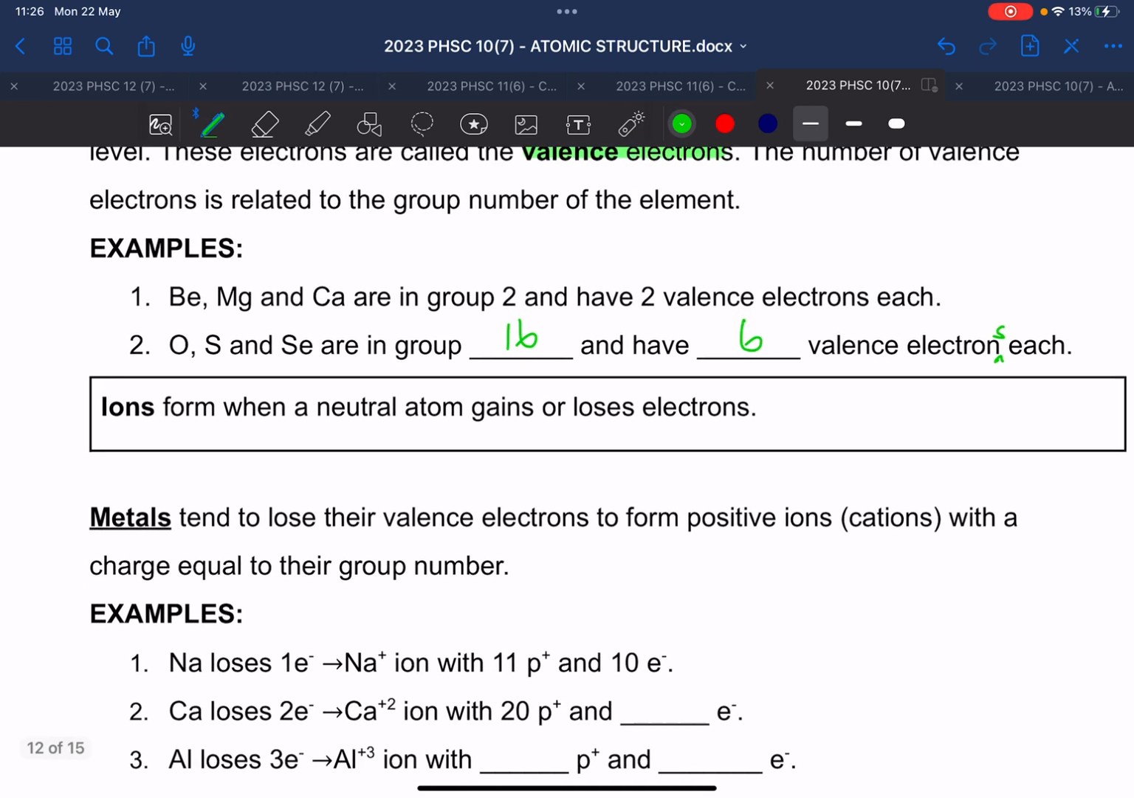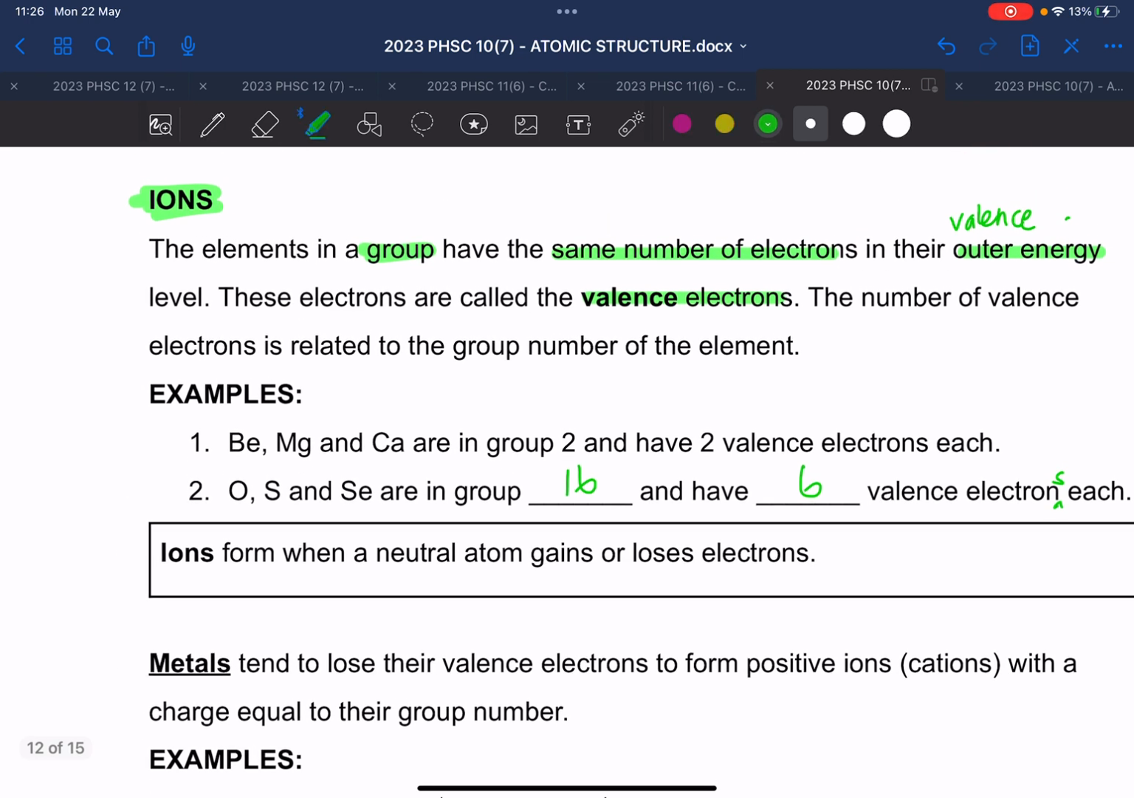Okay, now how do ions form? Ions are formed when a neutral atom gains or loses electrons. And this is where my story comes in about the upper class, middle class, lower class, and they will lie and cheat and steal electrons. You remember that?